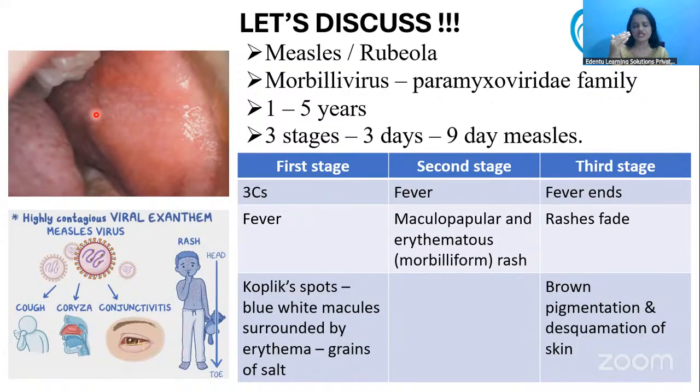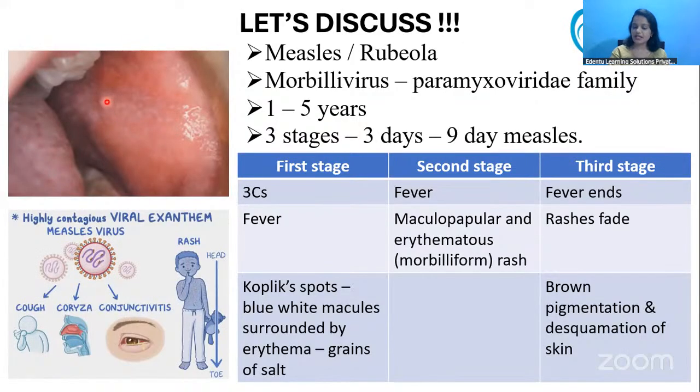The first stage is characterized by 3 C's, which you can remember: cough, coryza, and conjunctivitis. Fever can also be there. In the first stage only, you will see blue-white macules surrounded by a reddish area on the buccal mucosa, which are called the Koplik spots. These Koplik spots resemble grains of salt, just as if salt is sprinkled over the buccal mucosa. That's how it appears clinically.